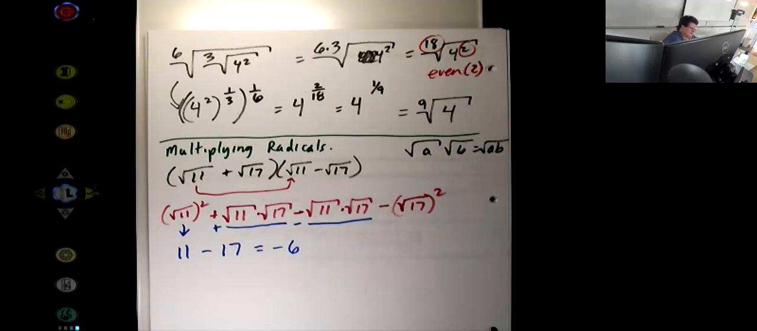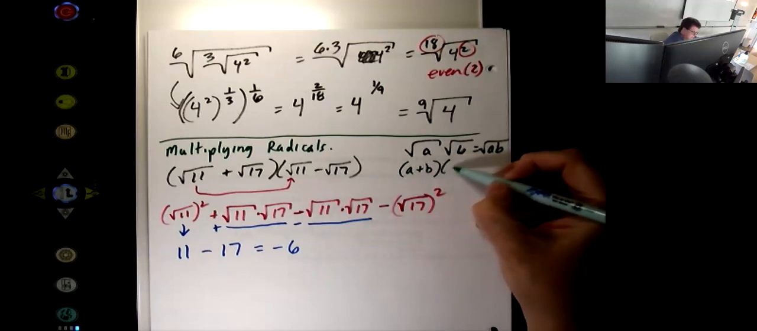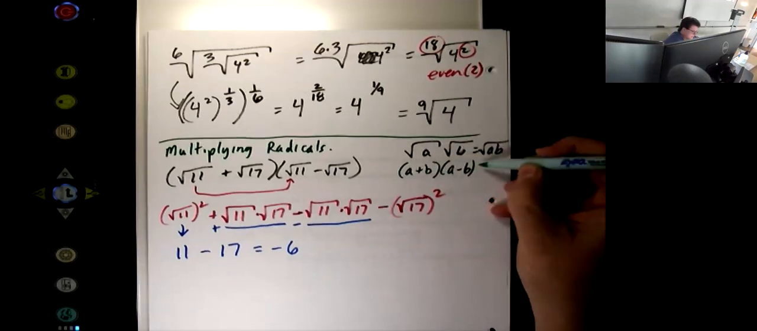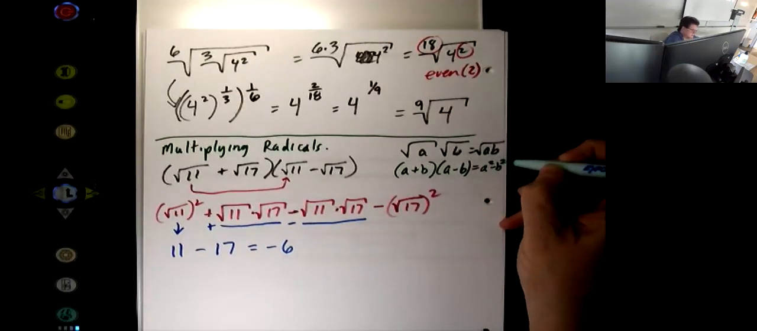If you look for the patterns, you can speed up your work. This was a plus b times a minus b, which is a squared minus b squared.